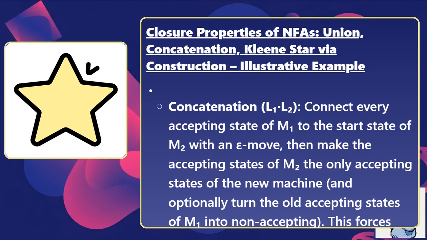Concatenation, L1 concatenated with L2. Connect every accepting state of M1 to the start state of M2 with an epsilon move, then make the accepting states of M2 the only accepting states of the new machine, and optionally turn the old accepting states of M1 into non-accepting. This forces the machine to first finish M1, then continue with M2.